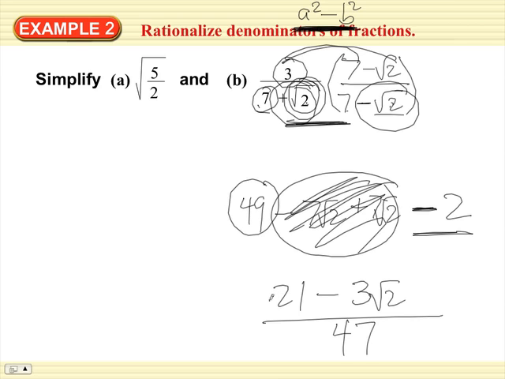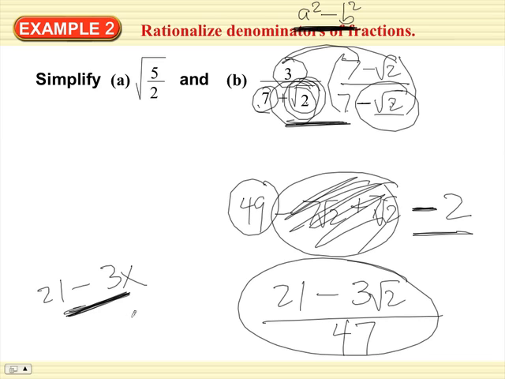I get people to do that all the time. What is that like? That's like 21 minus 3 times some x, right? Can you simplify this? No, that's the same idea as this. Can't simplify that. Don't try, please. You're done. Game over. Okay? There it is. 21 minus 3 roots of 2 over 47. Final answer. Can't simplify any more than you did right there.